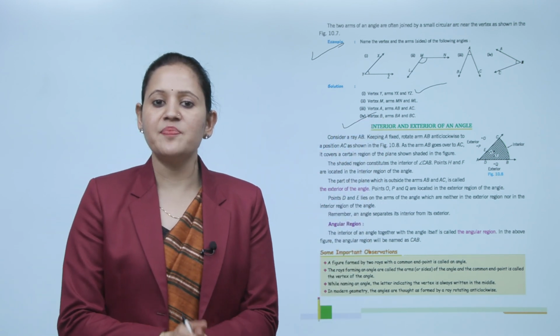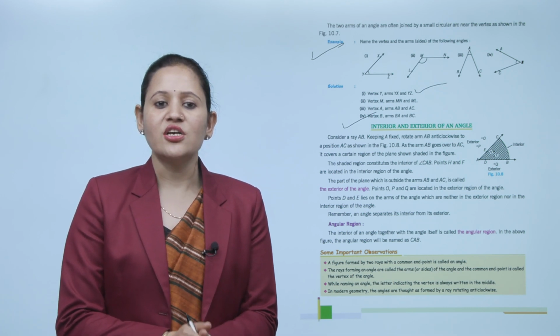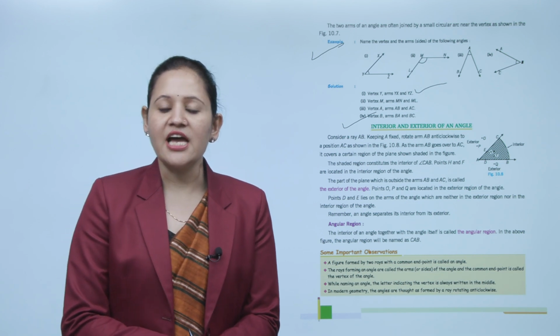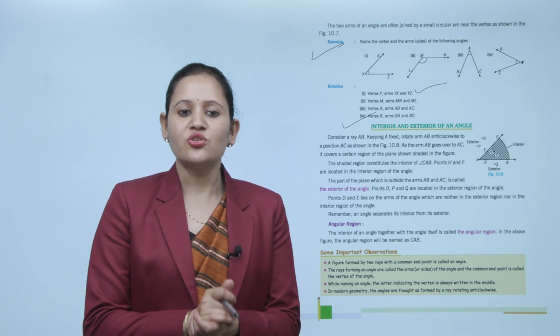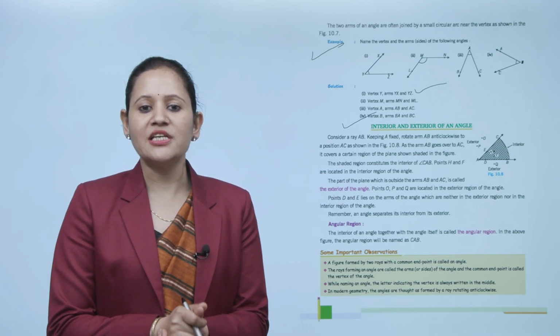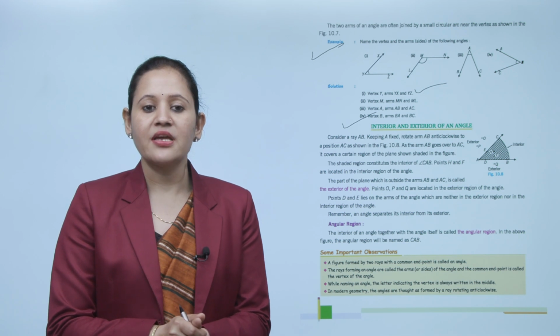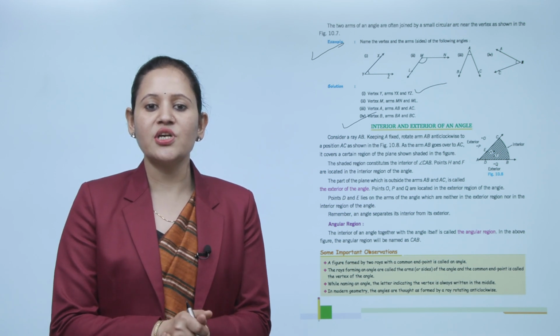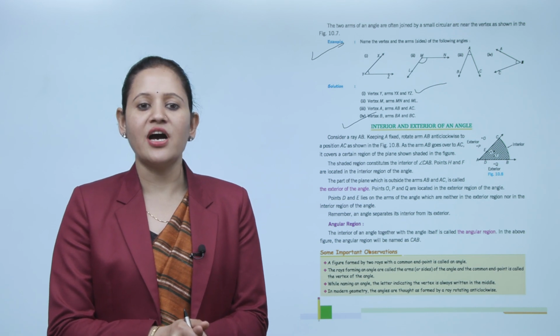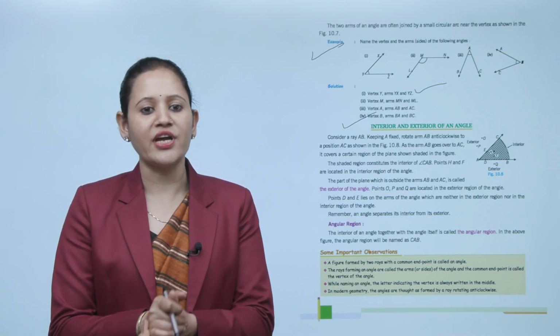Consider a ray AB. Keeping A fixed, rotate arm AB anti-clockwise to a position AC as shown in the figure 10.8. As the arm AB goes over to AC, it covers a certain region of a plane shown shaded in the figure. The shaded region constitutes the interior of angle CAB. Points H and F are located in the interior region of the angle.